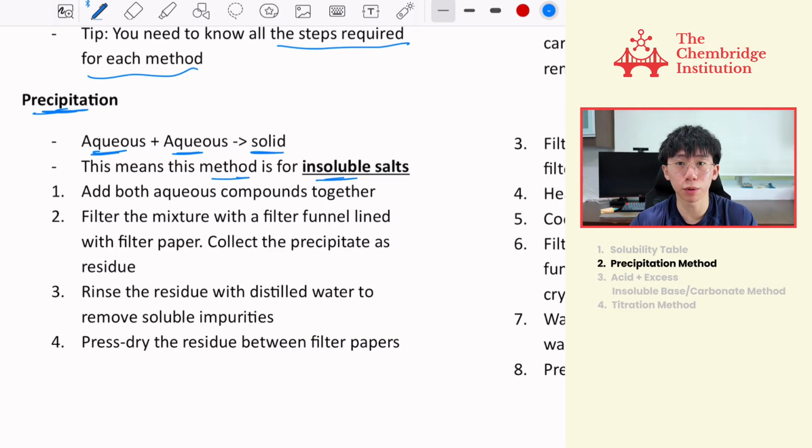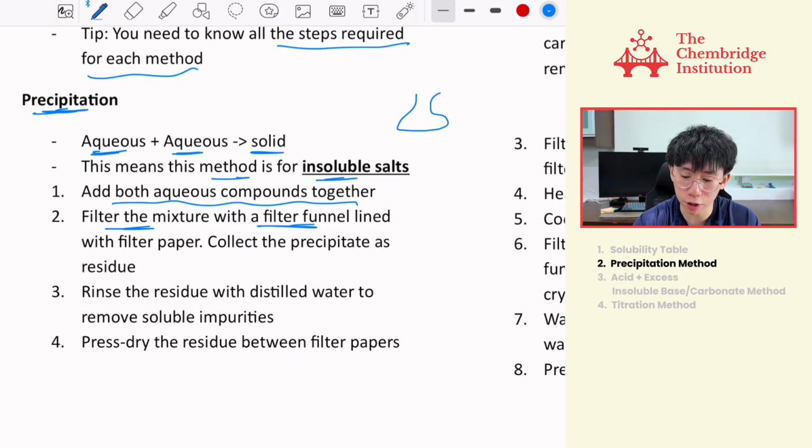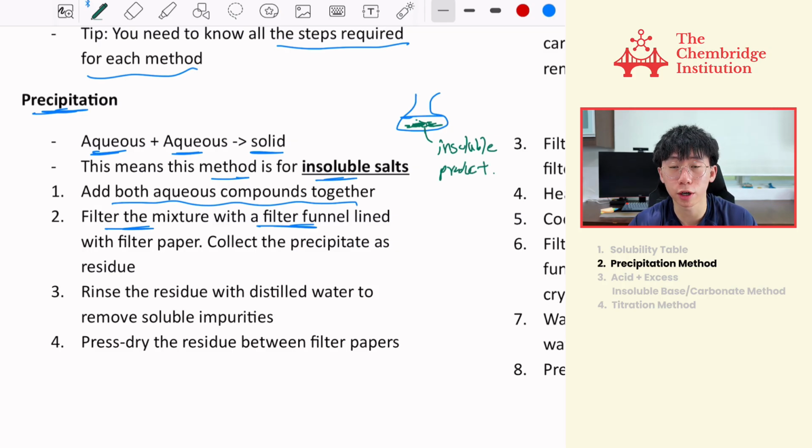So firstly, we want to add both compounds together. Both are aqueous reactants. This can be in a conical flask. And then we want to filter the mixture with a filter funnel. We do this because after this reaction, if you mix both together in a conical flask, for example, you are going to produce a lot of insoluble product, which is the insoluble salt that you're trying to find.